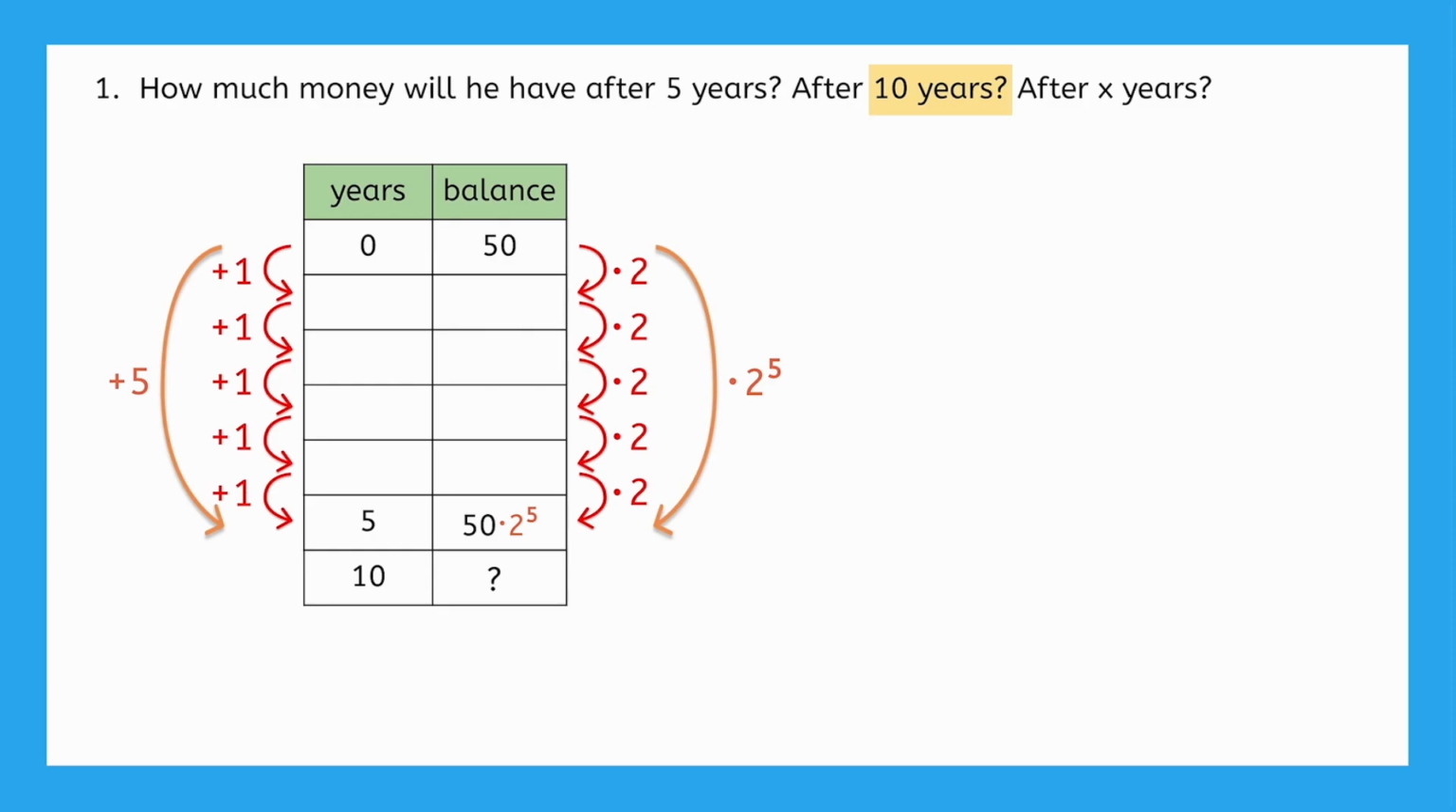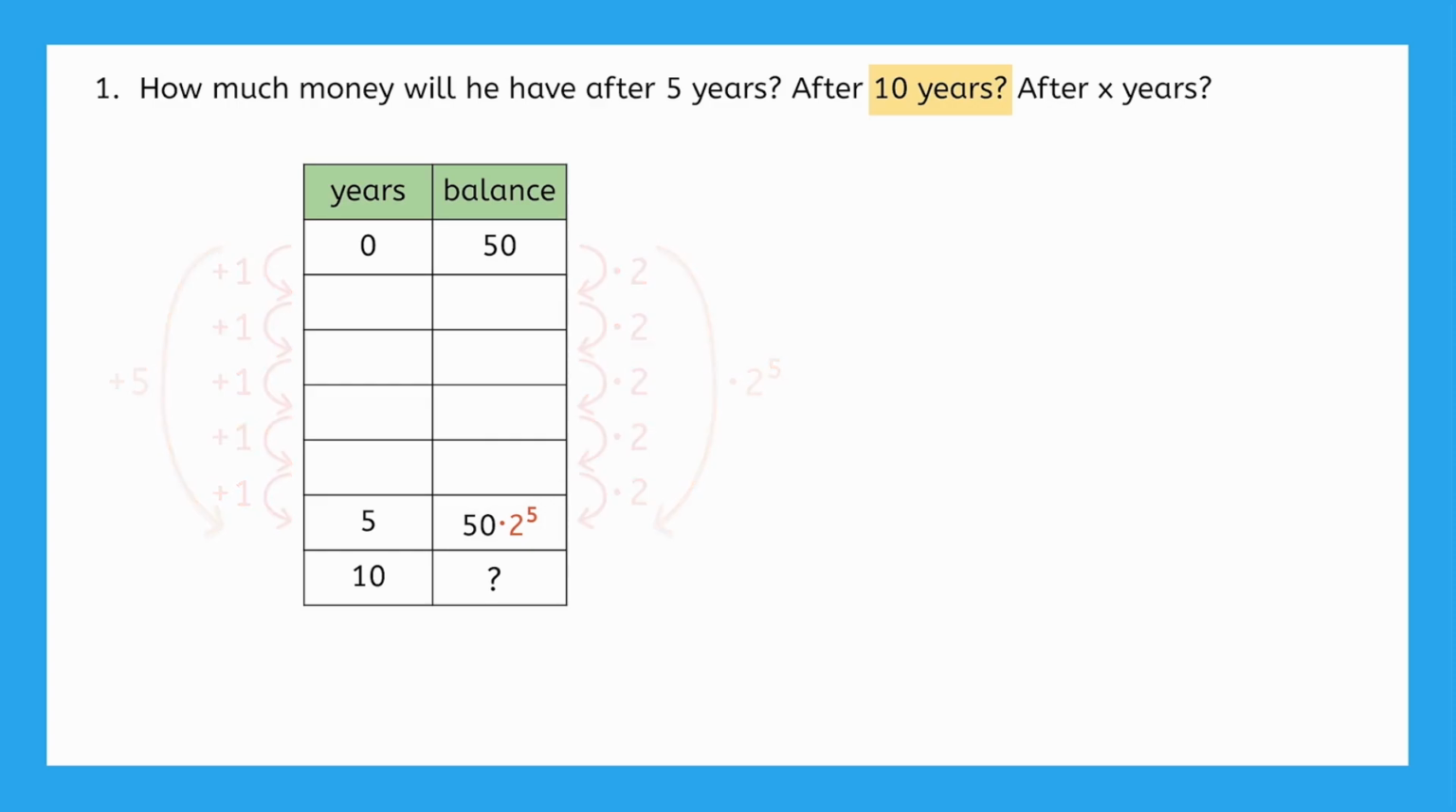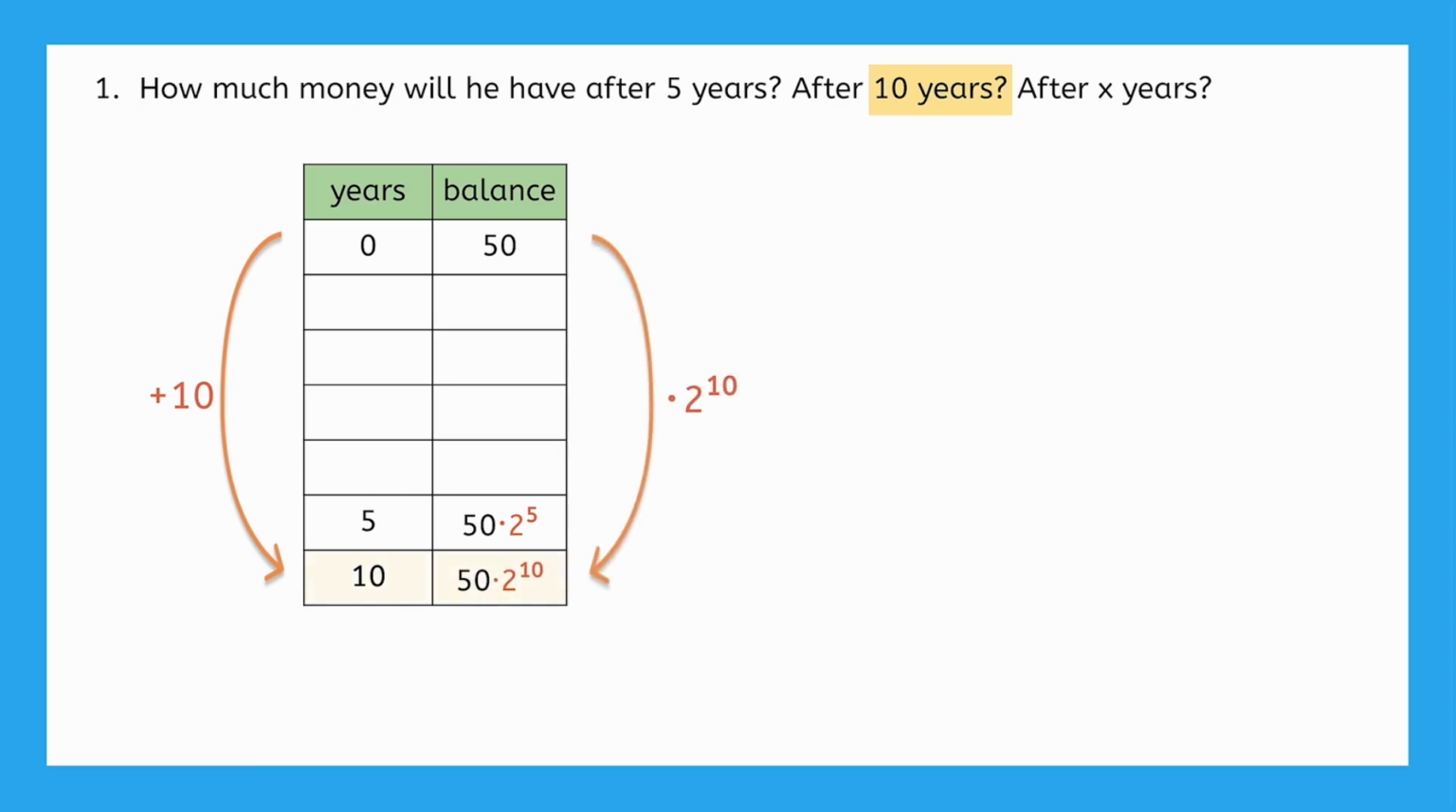Could we use this perspective to quickly find the balance after 10 years? If over an increase of 5 years, we had to multiply 50 by 2 5 times, after 10 years, we should multiply 50 by 2 10 times. The balance at year 10 is simply 50 times 2 to the power of 10. This expression is equal to $51,200. But let's keep the answer in this form since it might help us with the next question.